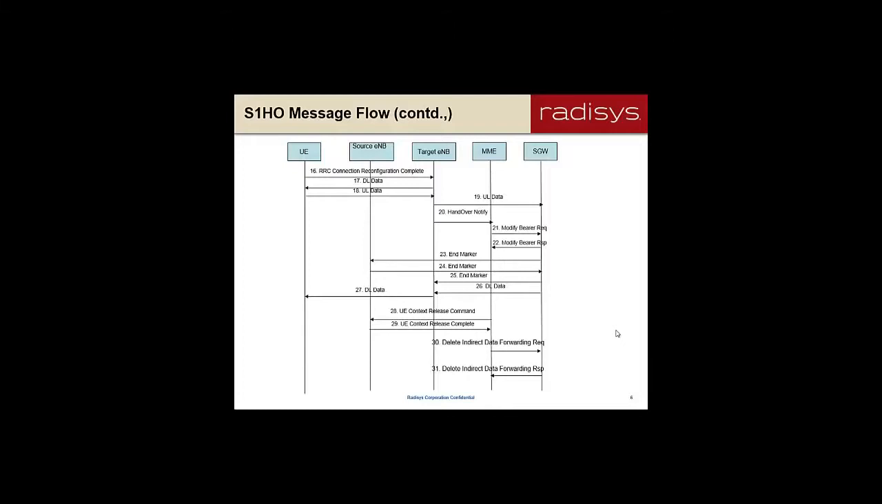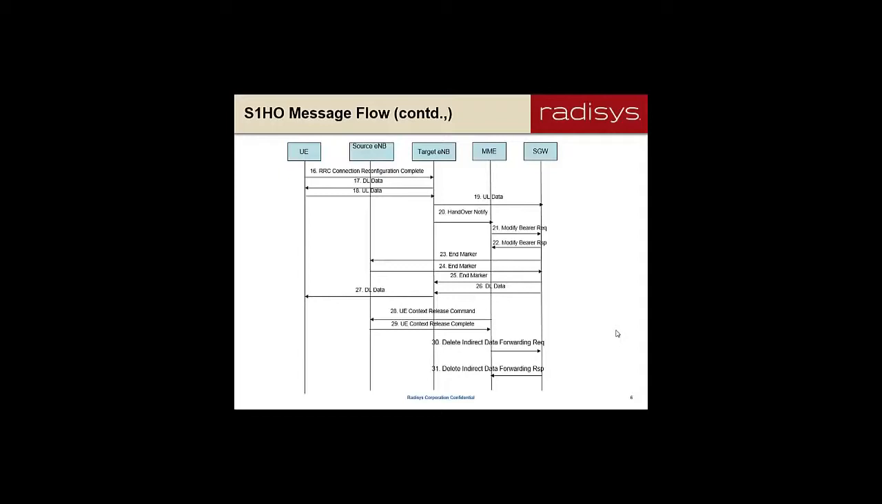After successfully completing the RACH procedure, the UE sends RRC connection reconfiguration complete to the target eNodeB and starts receiving the downlink data and sending the uplink data. The target eNodeB shall forward the uplink data to the SGW. It shall also send the handover notification to the MME.